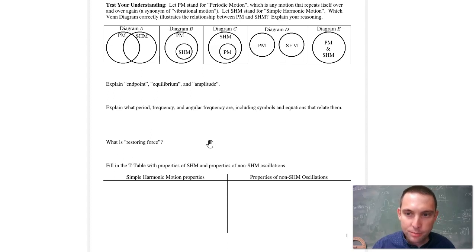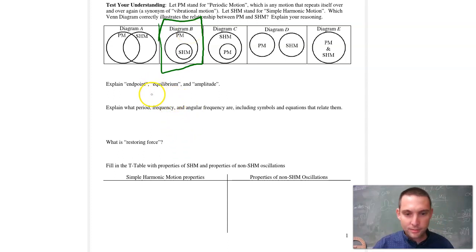over again, and simple harmonic motion will be SHM, which Venn diagram correctly illustrates the relationship between the two? So we know that all simple harmonic motions are periodic motions, and not all periodic motions are simple harmonic motions. That matches up with diagram B. For that same reason, same explanation.